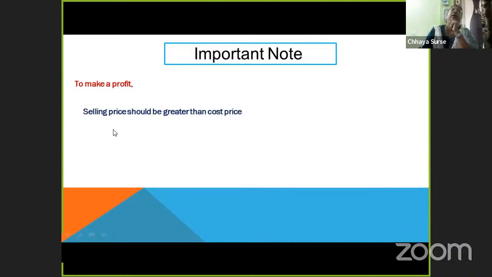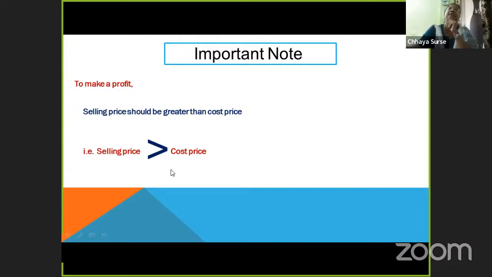When we want to make a profit, the selling price should be greater than the cost price. This is very important in profit when we are comparing the selling price and cost price. When calculating this, you have to know the selling price should be greater than the cost price, then we can make a profit.